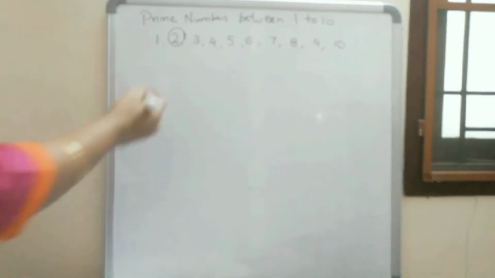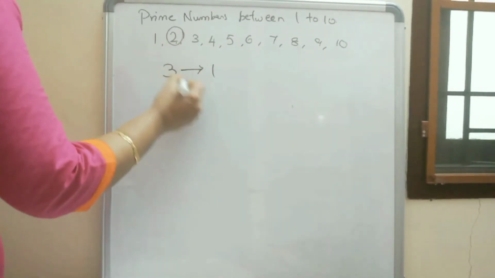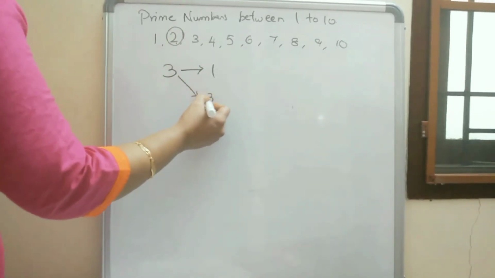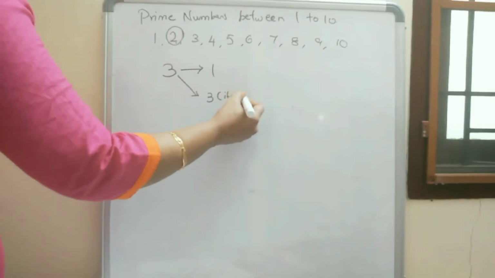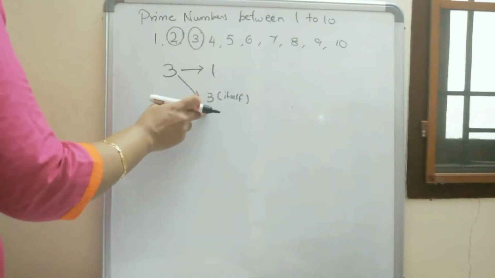Next, we are going for the number 3. Now, 3 is divisible by 1 and 3 is also divisible by 3 itself. So, 3 is a prime number. It has only two factors.